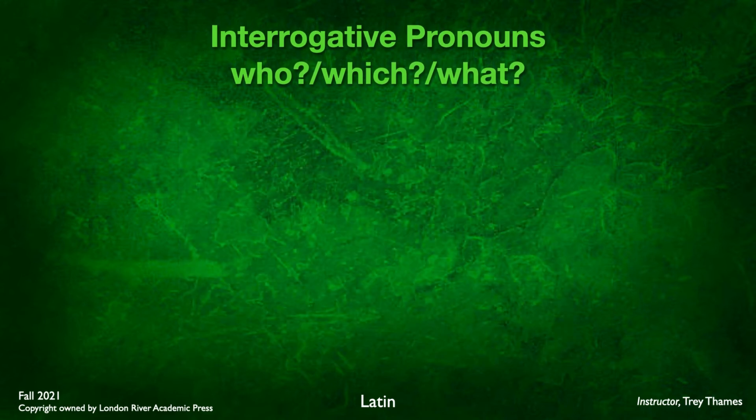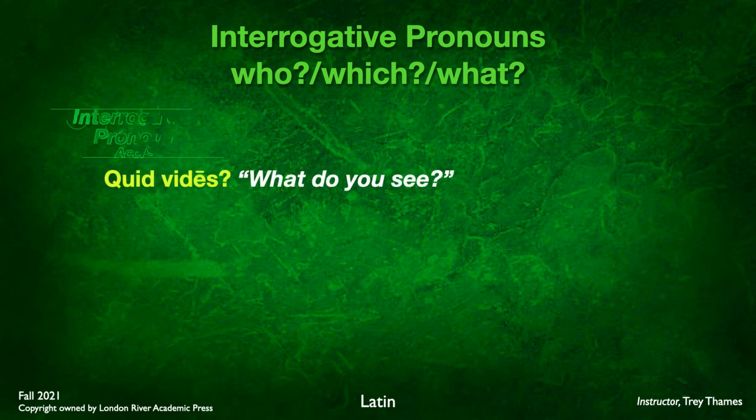All right, here we go. Quid vides. We have the interrogative pronoun, neuter, accusative singular, quid vides. And the translation is, what do you see? Vides is the active second person singular verb, you see, and quid is what? It's the object of the seeing. You could say it the other way around, you see what? But since it's a question, you say, what do you see?